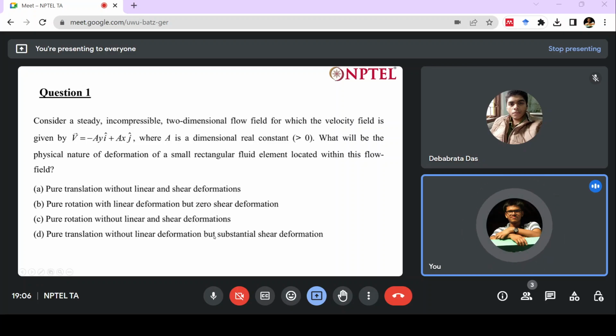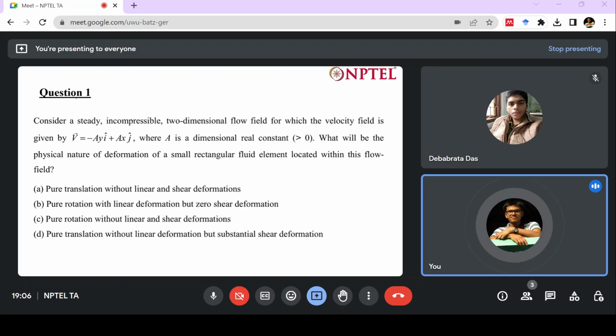So let's look at a question, then we will try to cover the topics related to that particular question and the related topics as well. So let's see the first question here.